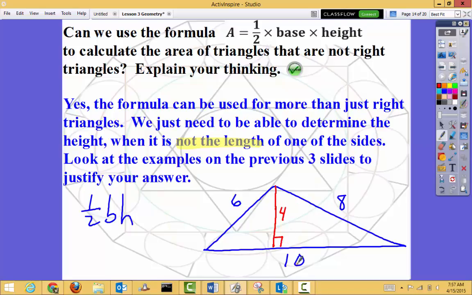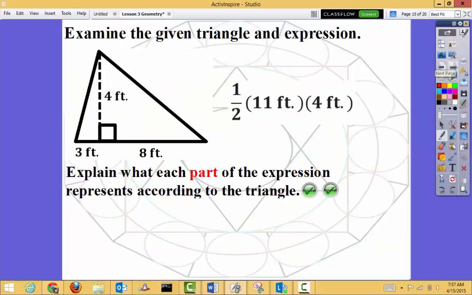So here I have 10 and 4 that I'm multiplying. So 1/2 times 10 times 4 equals, this is 40. 40 divided by 2 is 20. So as long as you find the height, height is from the top to the bottom, you can use this formula for any triangle.